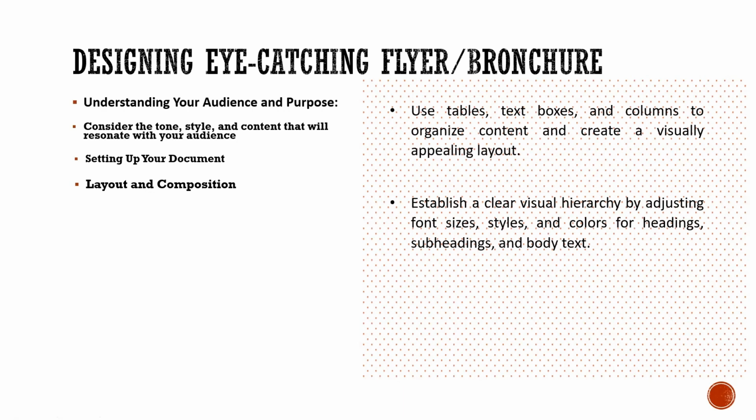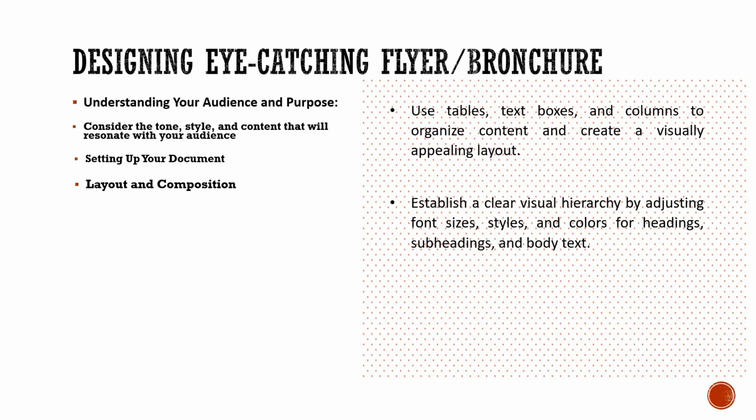Now, for your work, establish a clear visual hierarchy by adjusting the font size, styles, and color for your headings, subheadings, and body text. Using tables, text boxes, and columns is a powerful way to organize content and create visually appealing layouts in Microsoft Word. These tools allow you to structure your flyer or brochure effectively. And then we are going to look at how they are being done.